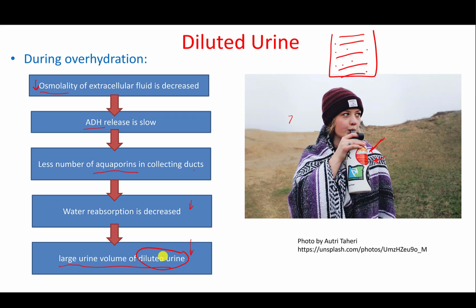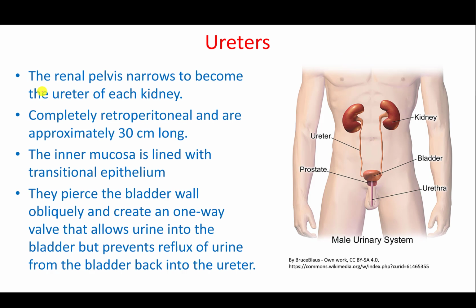So that's how we have the two types of urine, either diluted or concentrated, based on the osmolality of the plasma. Now the rest of the organs of the urinary system, we have the ureters. These are going to transport urine toward the urinary bladder, and the inner mucosa are lined with transitional epithelium. If you remember, this is something we saw in A&P 1. These will change their shape to adapt to the size changes, and they will penetrate, or they will go into the urinary bladder.